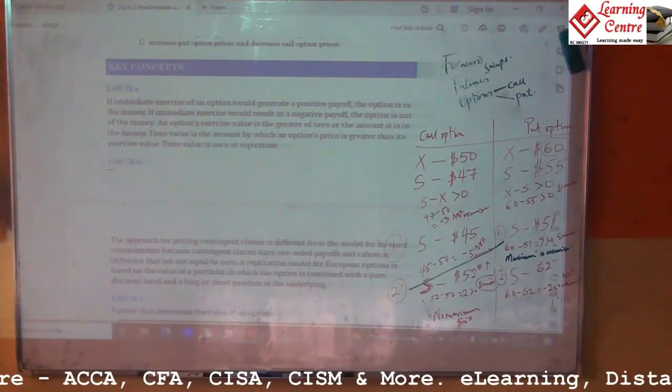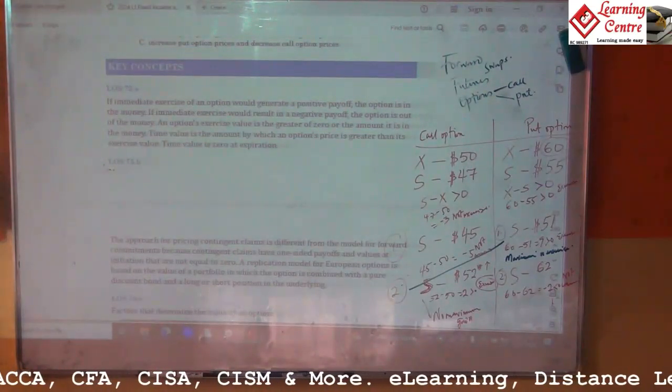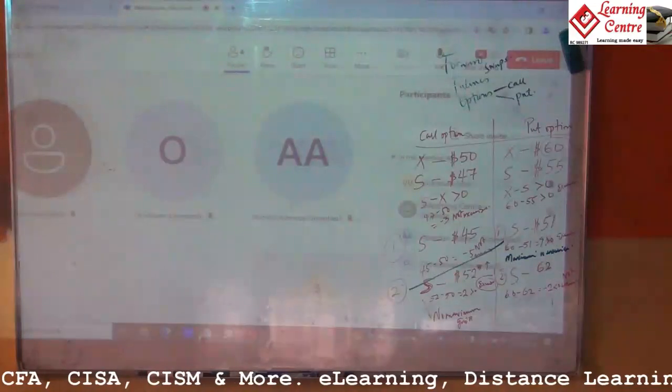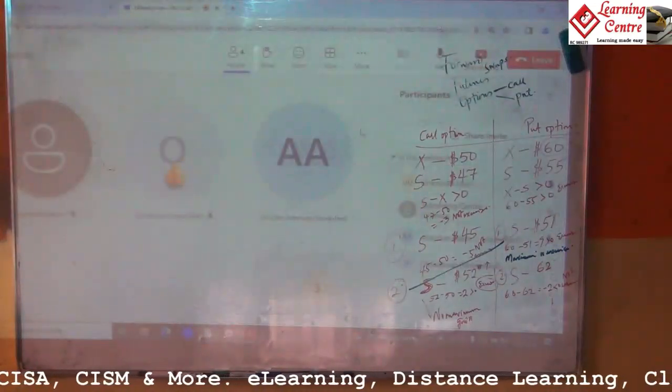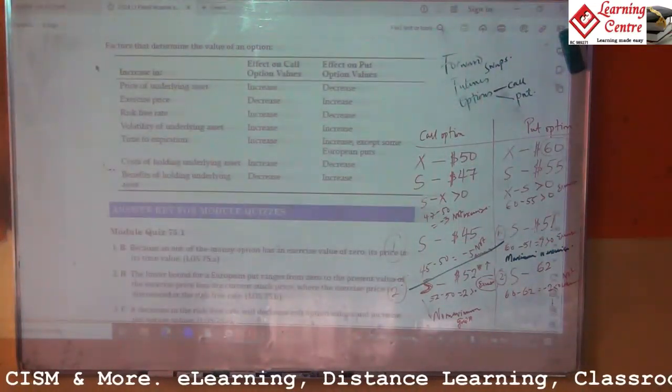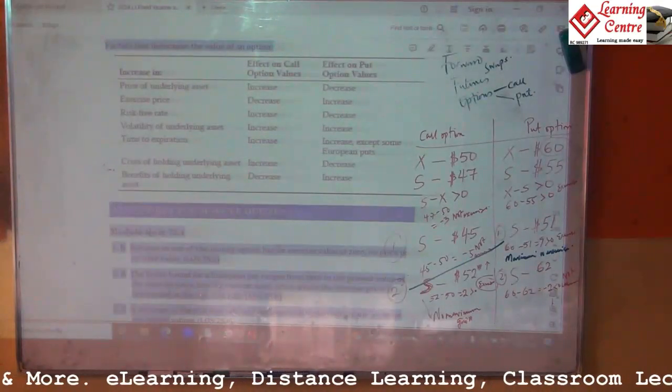So I will just move. Any questions so far? This is basically the summary of what we have said. So I think this is what you need to note.